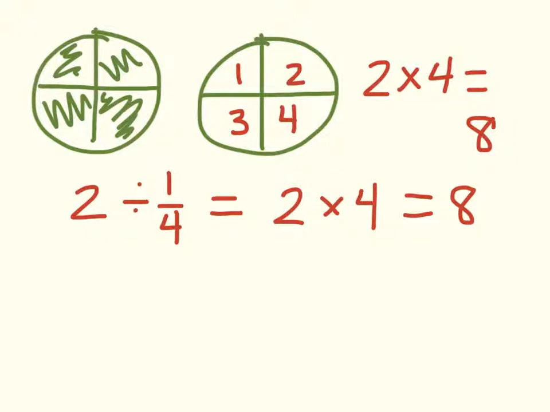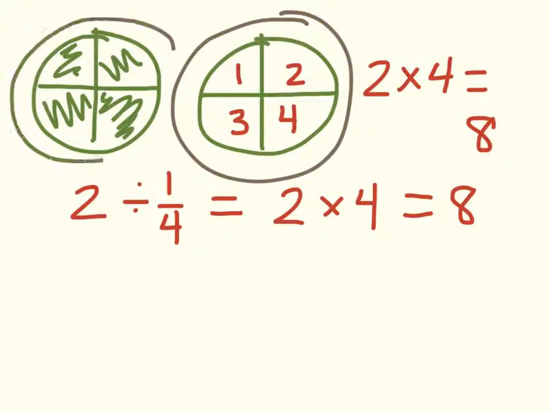Okay, so wait a second. How does 2 divided by 1/4 become 2 times 4? Well, in one pie, there are 4 quarters. So in 2 pies, there are 8 quarters. So what we're doing is we're taking 2 wholes and we're dividing them into fourths, which gives us 8. Make sense? Sort of? I hope so.